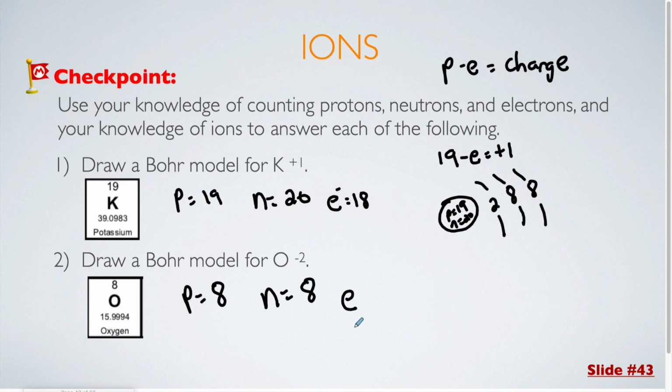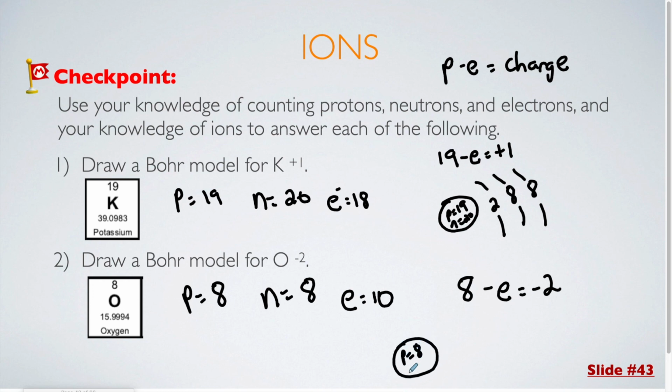Okay, for the electrons. If this was a regular neutral atom, it would have to be 8 to match up with the protons. But this is not neutral. This is an ion. So protons minus electrons equals charge. I have 8 protons. I don't know how many electrons there are, but I know it has to be a -2 charge in the end. So that means my electrons are going to have to be 10. So I have 10 electrons to fill in.